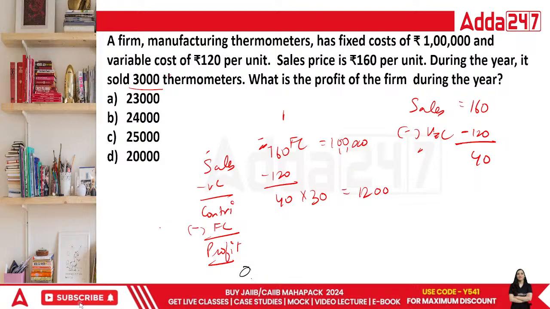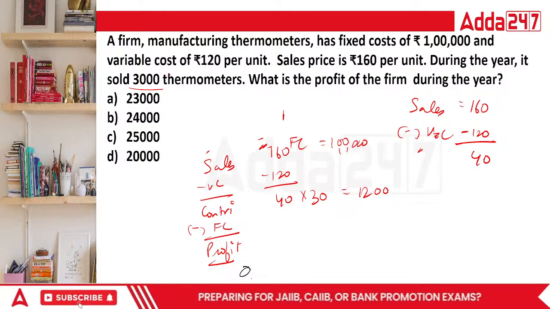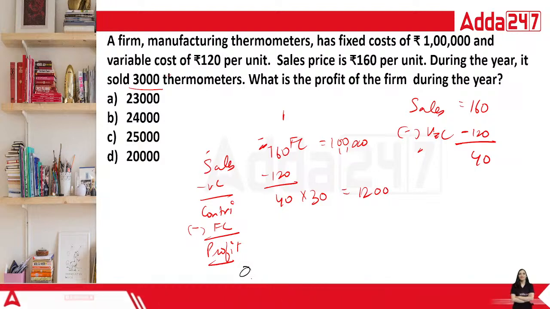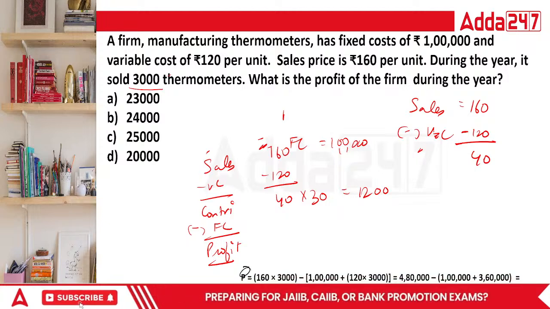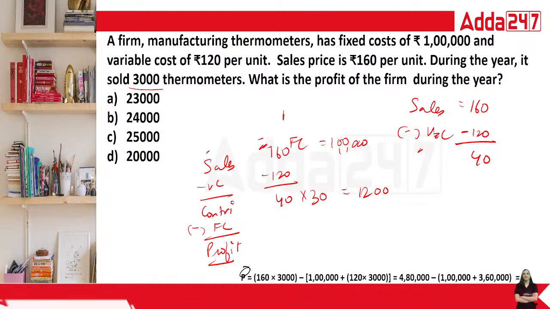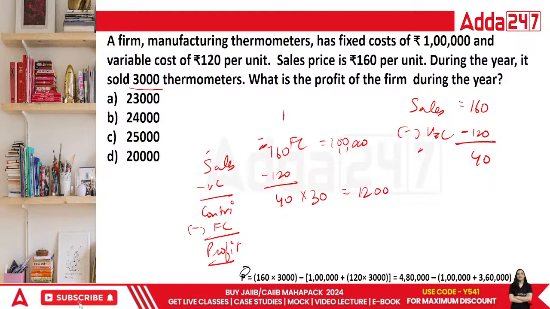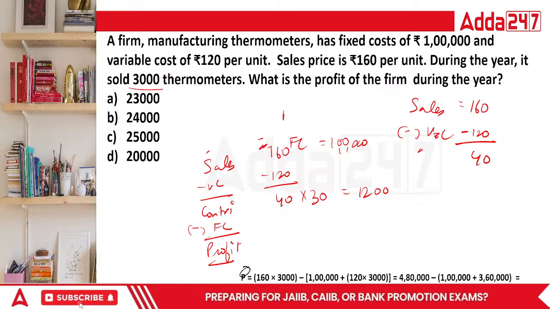Then, what is your next part? Fixed cost has to be taken out. Fixed cost is a total amount of 1 lakh rupees, everyone. Remove that particular amount. Whatever is left is your pure loss. And if possible, then the correct answer is, everyone, it is 20,000. Chaliye ji. Next question.